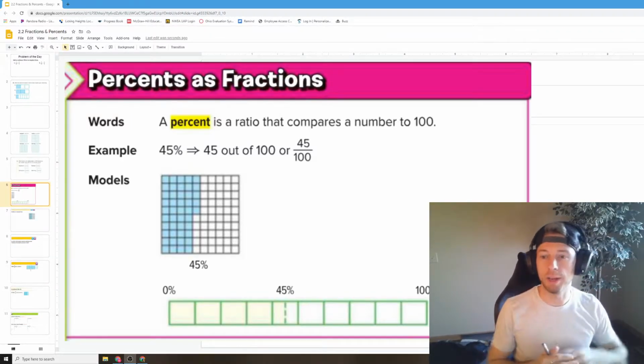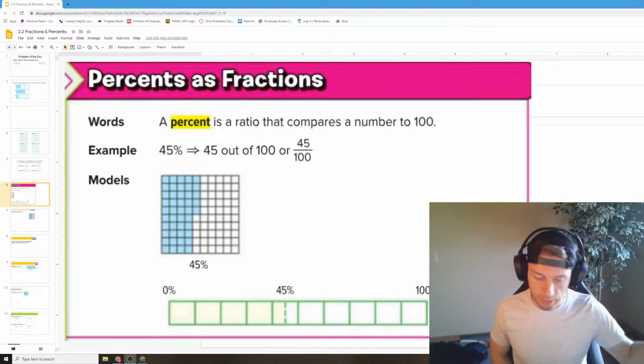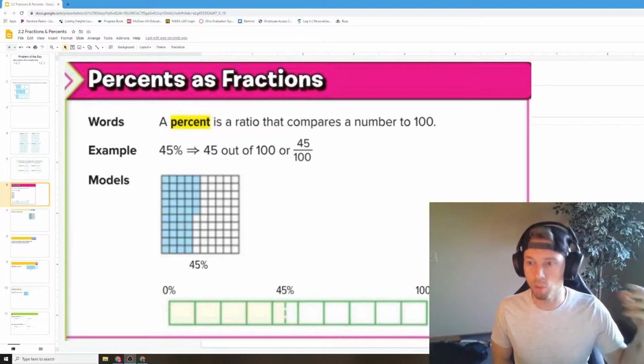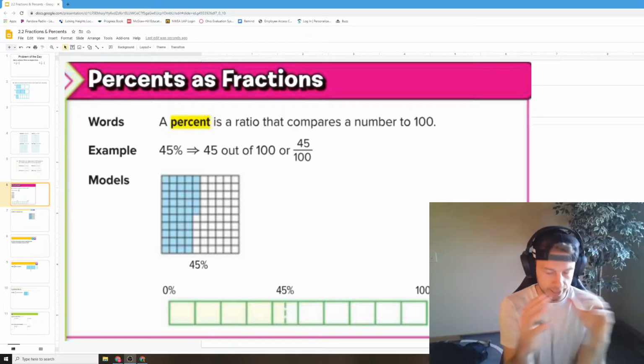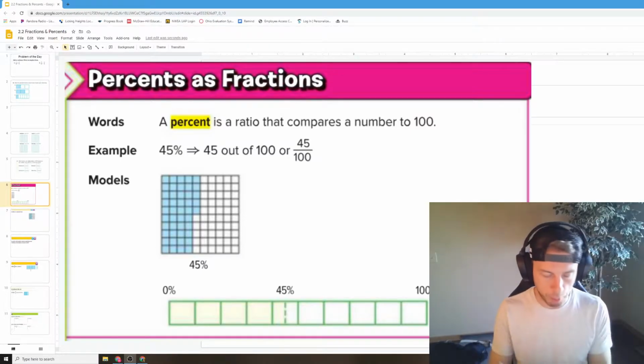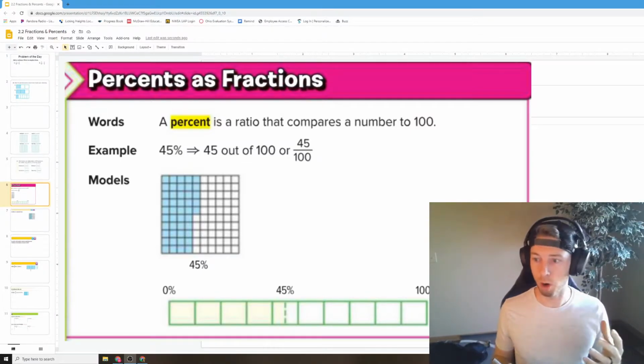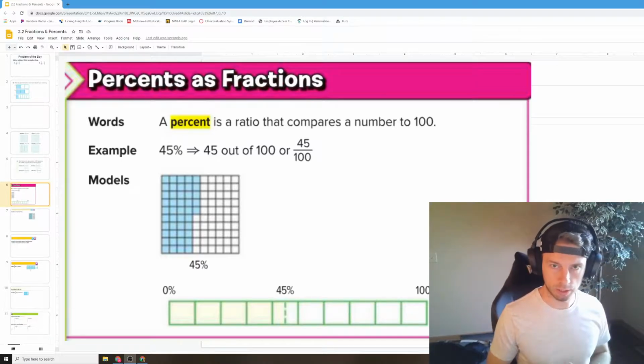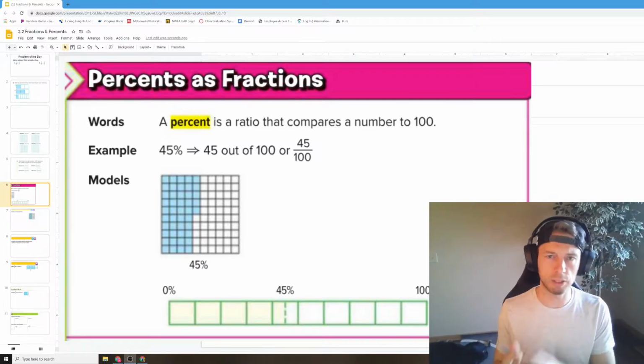So the first thing we're going to talk about here is that a percent is just a ratio that compares a number to 100. It's just any number out of 100, right? And you guys probably know them best as progress bars or something, right? Say you're downloading something, and it'll usually tell you a percent of what's being downloaded.